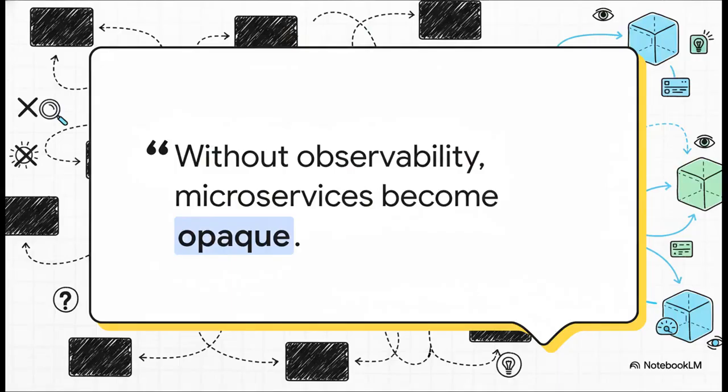And look, this is the bottom line for production. If you can't see what's happening inside your system, you can't run it, period. It's that simple. Without observability, your microservices are just a bunch of black boxes, and trying to run a system of black boxes is, well, a recipe for disaster.